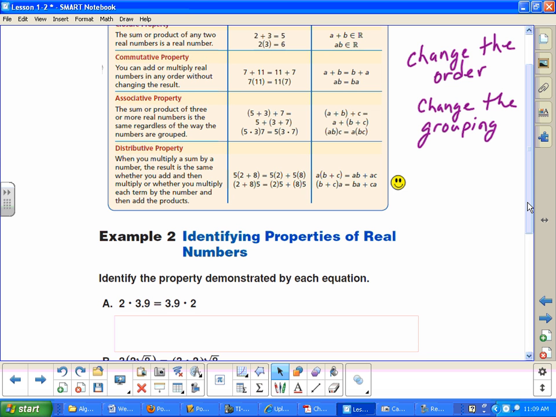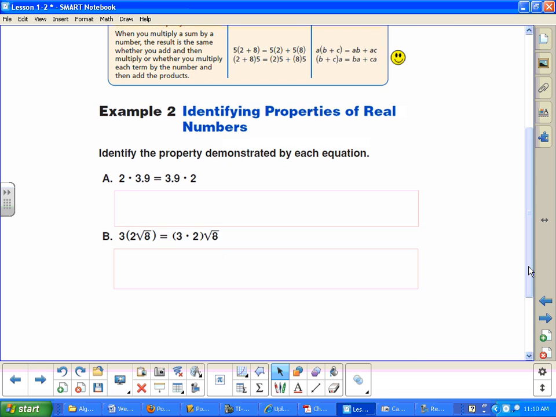So here's what we're looking for. One of the things you can think about this way: distributive property, you're getting rid of the parentheses, right? If it's commutative property, we change the order. If it's associative property, we change the grouping. And so when we write it down, we would say commutative property of addition if you're adding, or we'd say associative property of multiplication if it's multiplication going on.